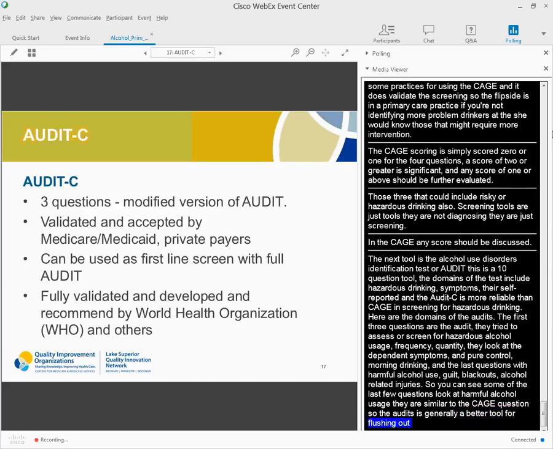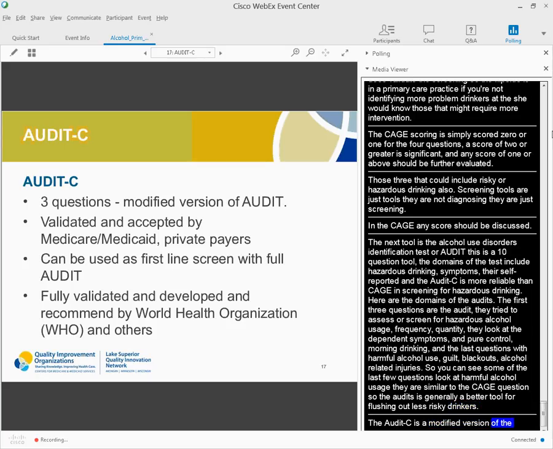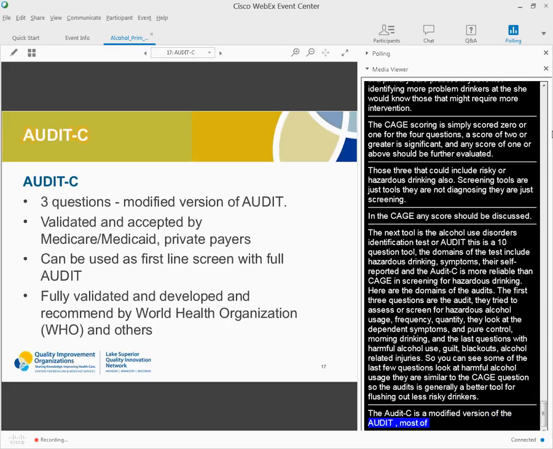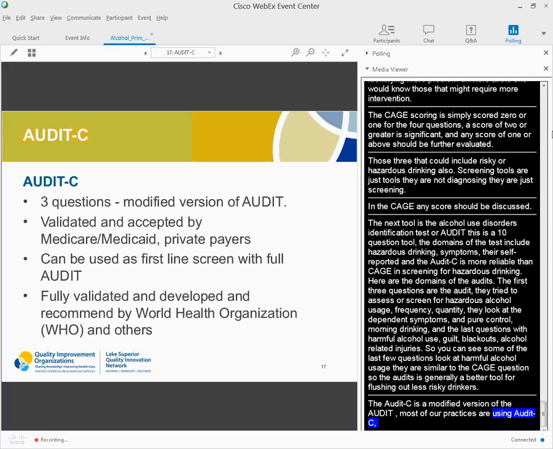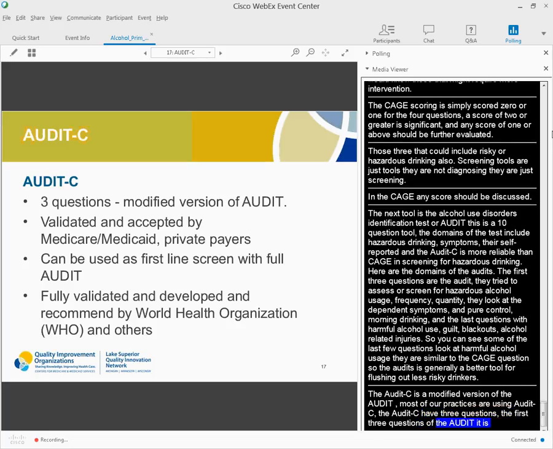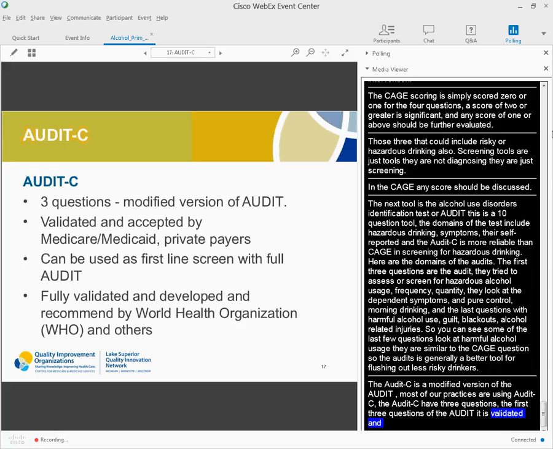And the AUDIT C is a modified version of the AUDIT. The reason I don't spend a lot of time on the AUDIT is because most of our practices are using AUDIT C. The AUDIT C is 3 questions, very simple, a modified version of the AUDIT. It's actually the first 3 questions of the AUDIT. It's validated and accepted. And it also can be used as a first-line screen with the full AUDIT to be used if a patient tests positive.